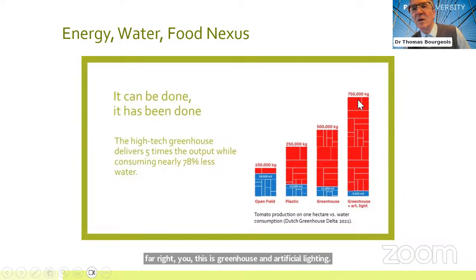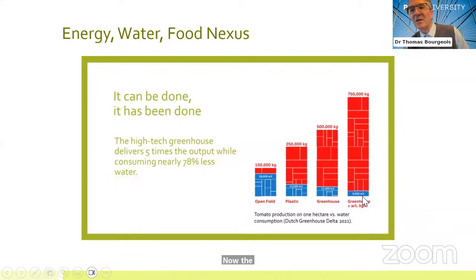And you'll see the red. The red is the amount of tomatoes, kilograms per hectare, that can be grown per year. And then look to the far left, and that little red bar, that's open field tomato growing. So you can get more than 5 times the amount of tomatoes, 750,000 kg to 150,000 kg per hectare. Now the blue, again, look to the far right, that little blue here, this is water use in the greenhouse. And this large blue, this is the water use in open field. You're using 78% less water to deliver more than 5 times the amount of output.